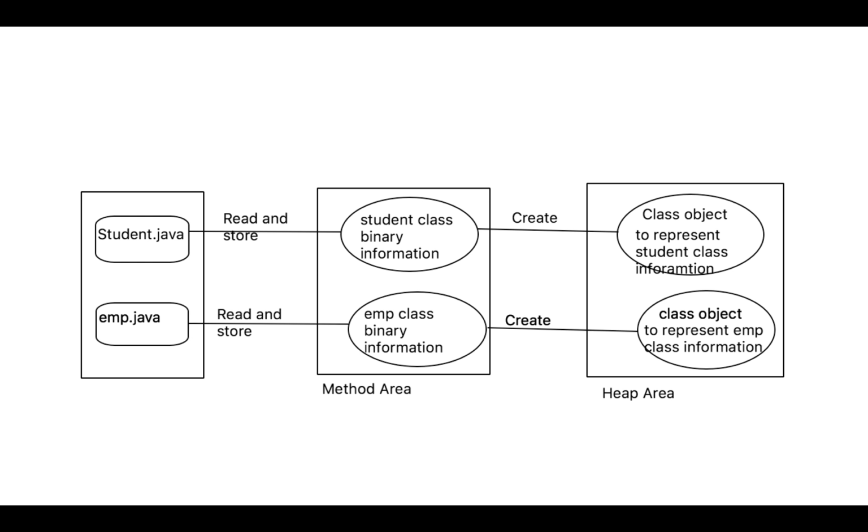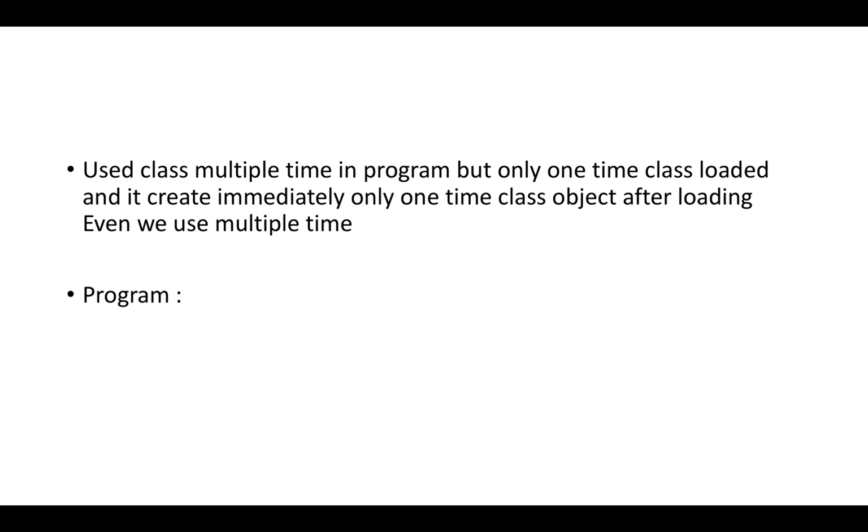So from this we can get the class level information. Now from the diagram, it's clear what loading is. It reads and stores your .class file information into the method area, and from that area the JVM will create the class object, which we can use to get the class level information. Now if you use the class multiple times in a program, the class loader will load it only once, the first time, and also create only one class object immediately. So no matter how many times we use it, it's loaded only once.